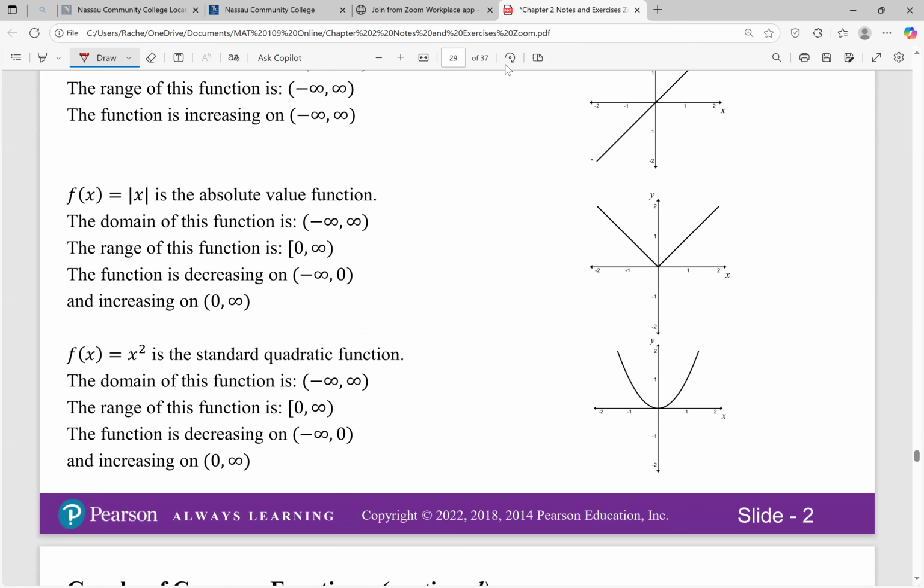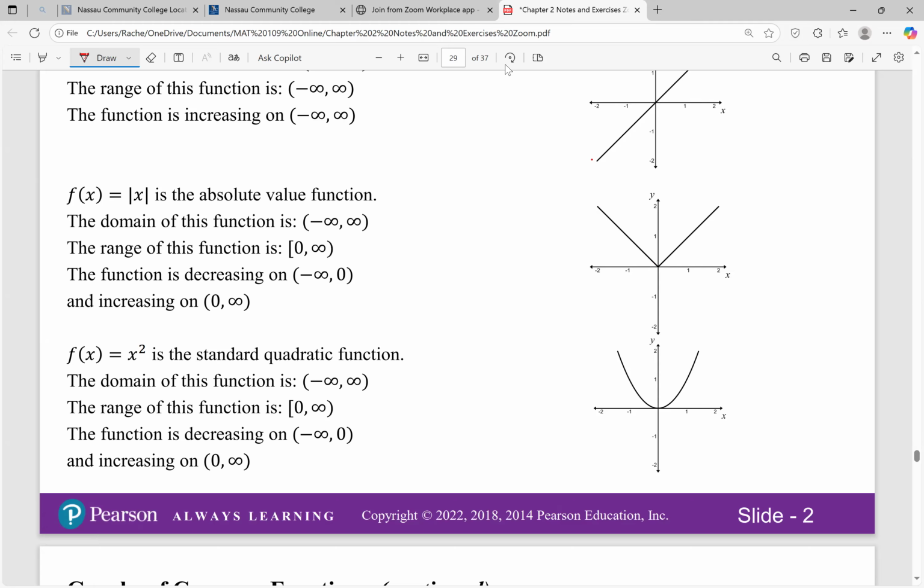The absolute value function, f of x equals the absolute value of x. It looks like a V. So this one I usually remember, I tell my students, think it looks like a V, the letter V, and it has a point at the origin. The domain of the function is all real numbers, negative infinity to positive infinity. So x could be anything, any real number.